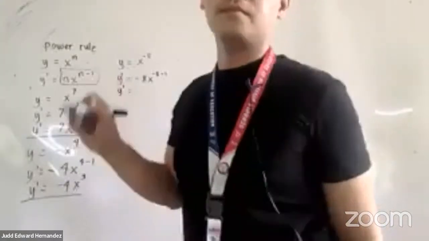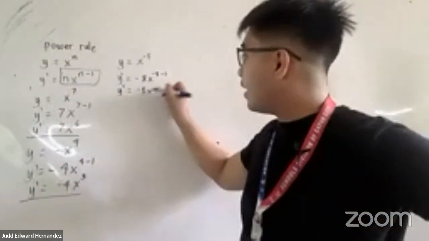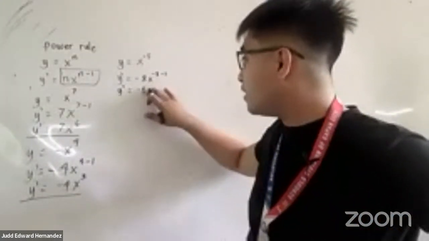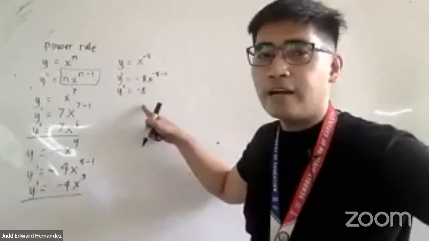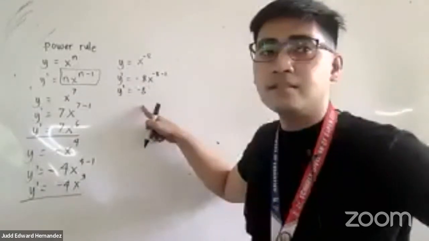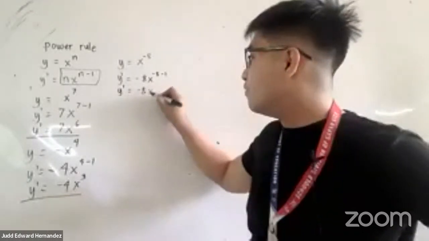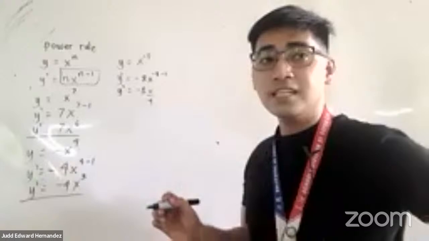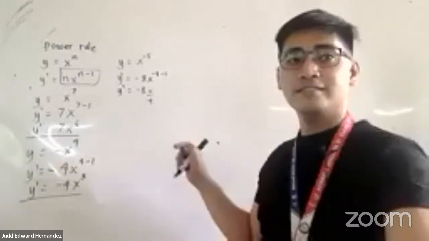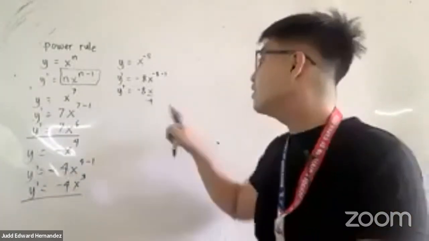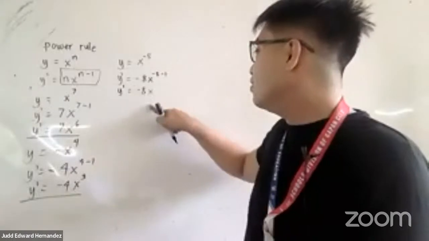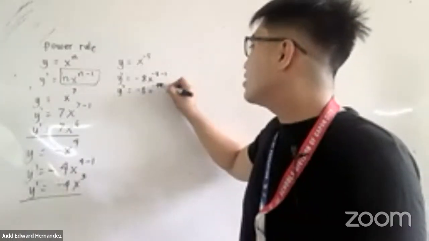Negative 8x over negative 9 po. Ganito ba? Ay, raised to negative 9 po pala. Raised to negative 9. Okay. So this is also correct.